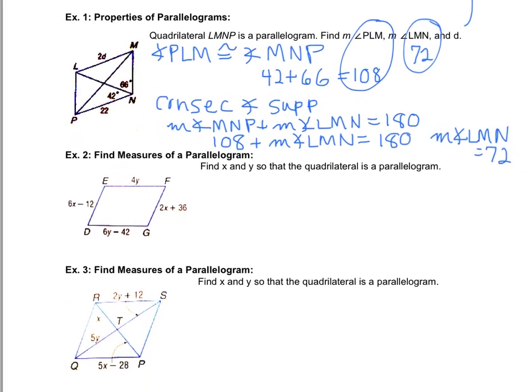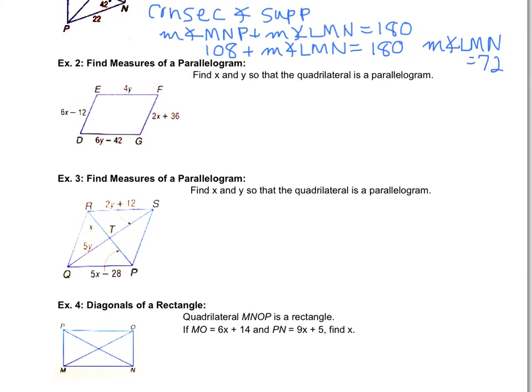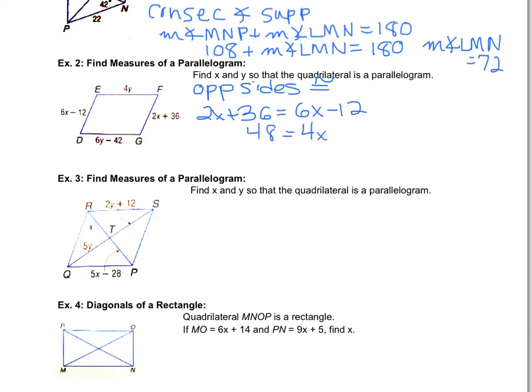If we want to continue down the page, and we're finding now measures of a parallelogram here, it says find x and y so that the quadrilateral is a parallelogram. Again, we're using the idea that opposite sides are congruent. So DE is the same as FG, so I can set those two algebraic pieces the same. And doing some algebra, bring my 2x over, bring my 12 over, I get 4x equals 48, or x equals 12. So there's my x.